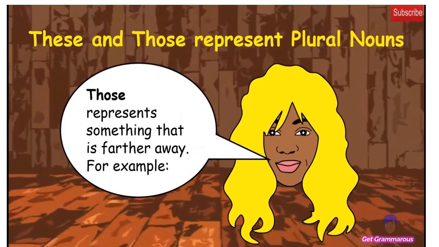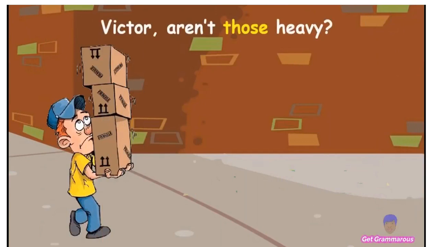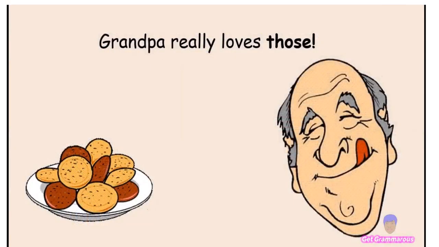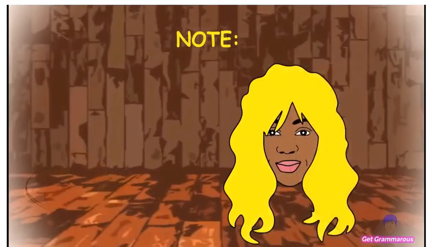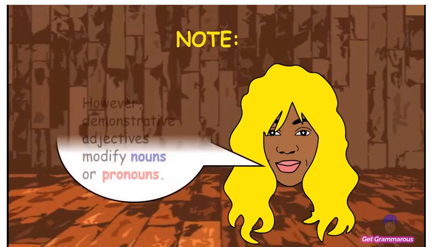Those represents something that is farther away. For example, Victor, aren't those heavy? Grandpa really loves those. Note, the same words that are used as demonstrative pronouns can also function as demonstrative adjectives.